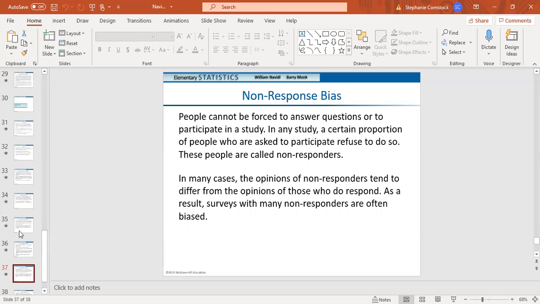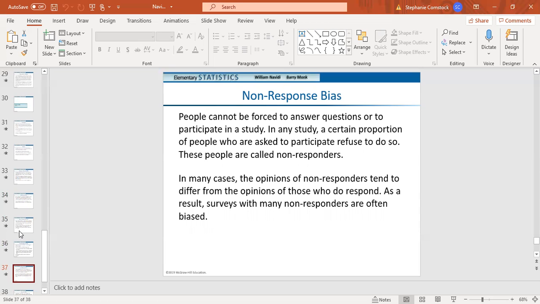And sometimes you do have that non-response. The individuals do have different opinions from the ones who do respond. And so oftentimes this can create a little bit of bias. It's also because of the fact that those non-responder opinions are being underrepresented in the overall data.